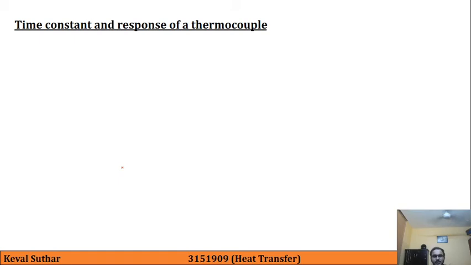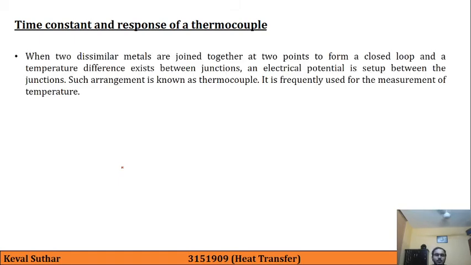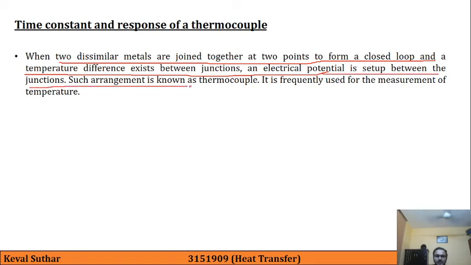Now our next theory is time constant and response of a thermocouple. Now you might have studied about thermocouples, but still we are revising the definition of thermocouple, that when two dissimilar metals are joined together at 2 points to form a closed loop, and if the temperature difference exists between the junctions, an electrical potential is set up between the junctions. Such arrangement is known as thermocouple, and it is frequently used for measurement of temperature.